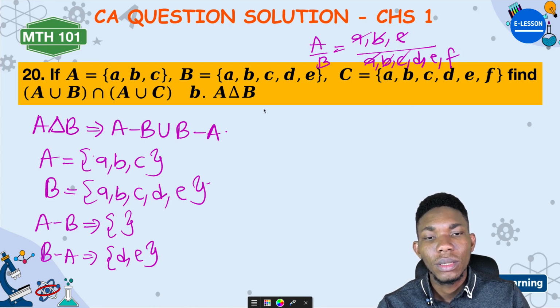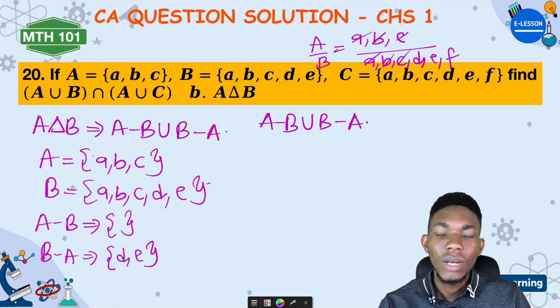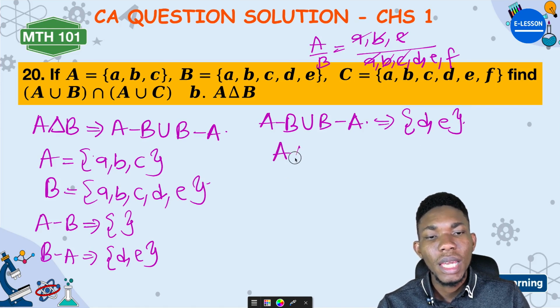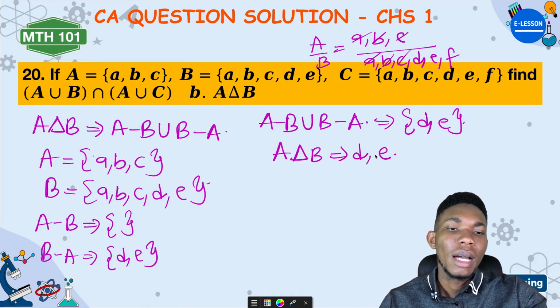My dear student, what will now be the union of both of them? The union A minus B, union B minus A is, this is an empty set. Only D and E is what we have here. This equals D, comma, E. And this is the symmetric difference. So A symmetric difference B is what? D, comma, E.